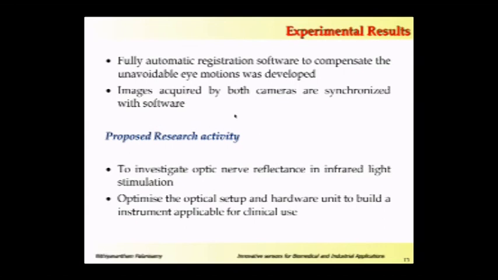For the proposed research activities in this field, we are planning to investigate optic nerve reflectance in the near infrared region, and we are planning to optimize this optical setup and hardware unit to build an instrument applicable for clinical use.